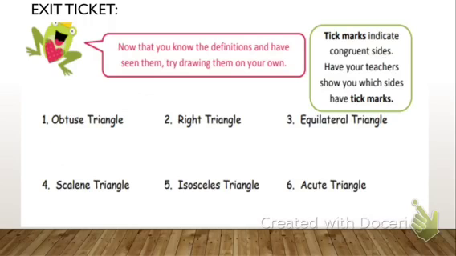Okay, now here's your exit ticket. Now that you know the definitions and have seen them, try drawing them on your own. So on your own, draw one obtuse triangle, one right triangle, one equilateral triangle, one scalene triangle, one isosceles, and one acute.